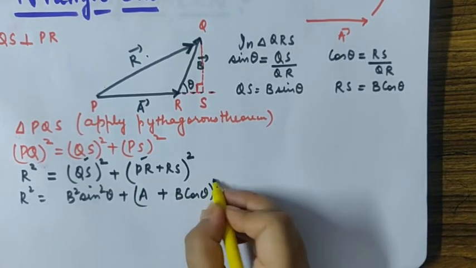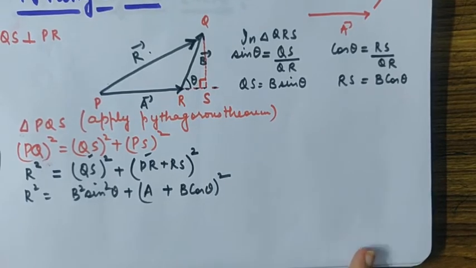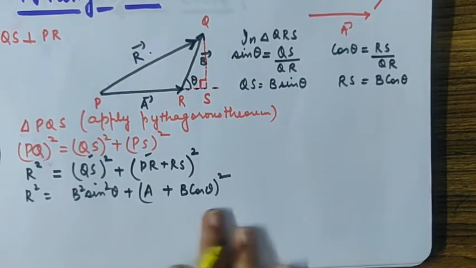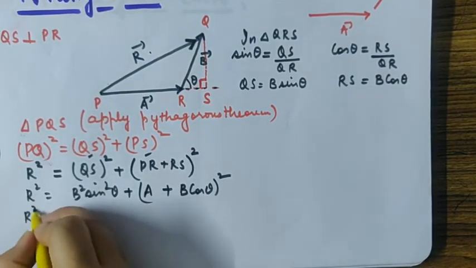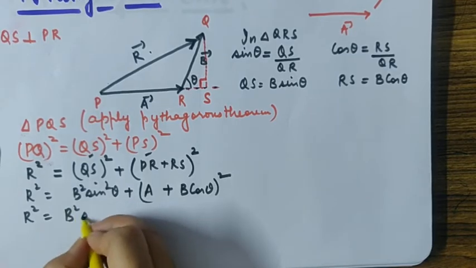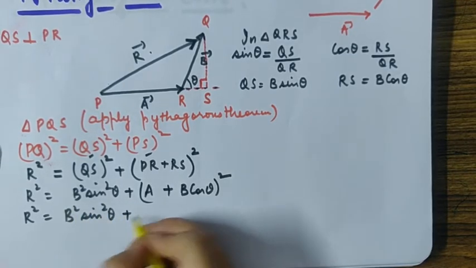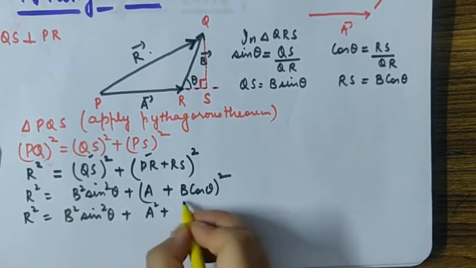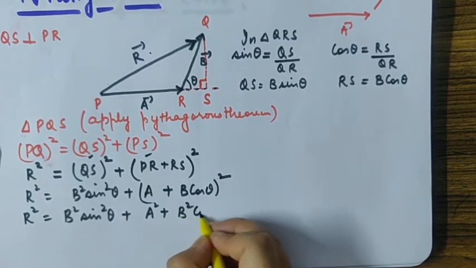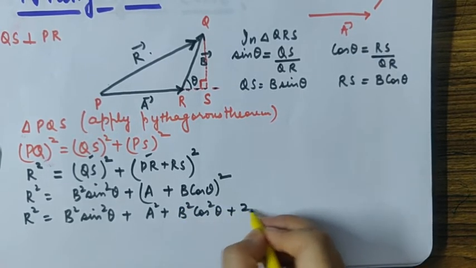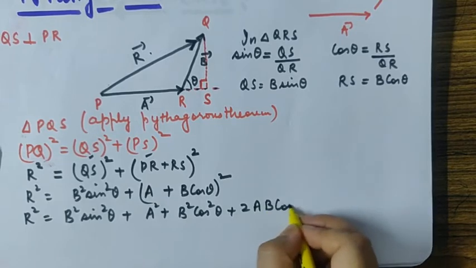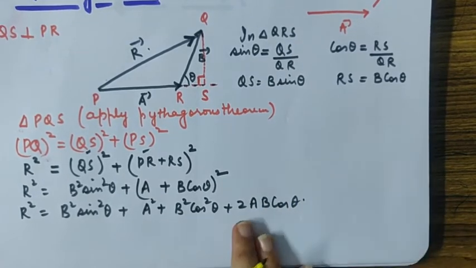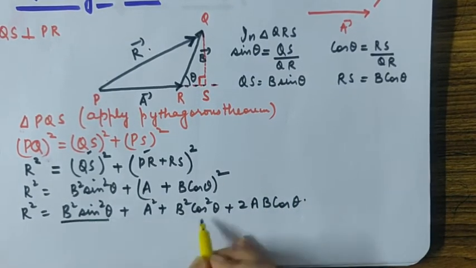Now we'll be applying a law to open the square. I'll be writing the terms in the simple way. So it is A square plus second term's square plus 2 into first into second term. This is how the law is applied. Just simple as that. Then this and this.